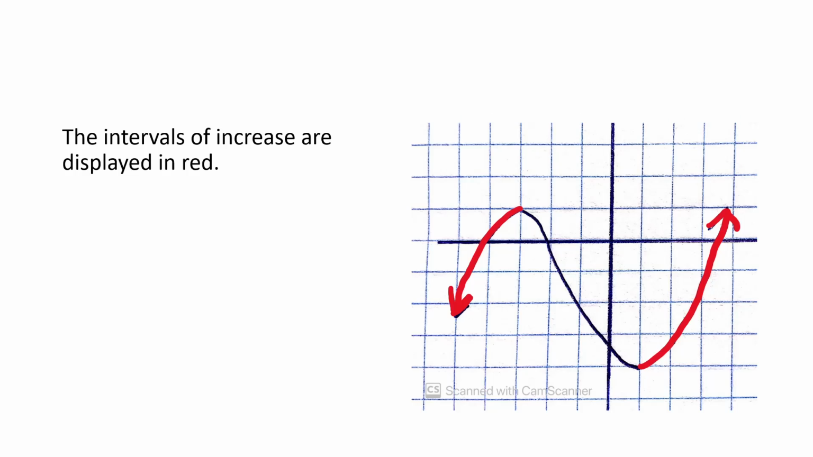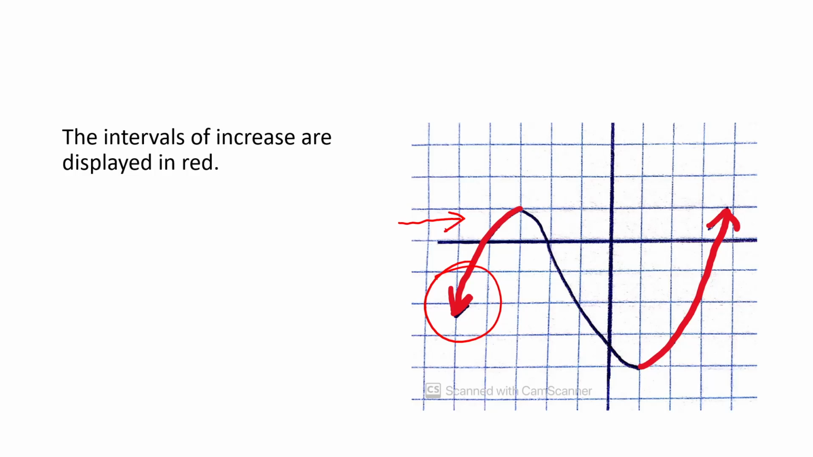Now, what throws some people off is this arrow. They say to themselves, well, that arrow's pointing down. That means maybe it's an interval of decrease. That's wrong. We always read, when talking about intervals of increase or decrease, from left to right. So regardless of what the arrow on the curve is showing you, you read from left to right.